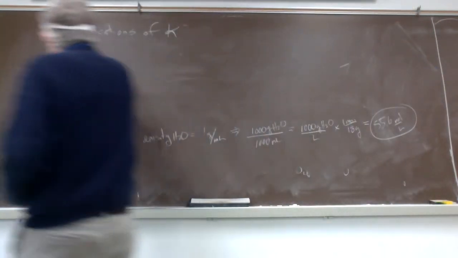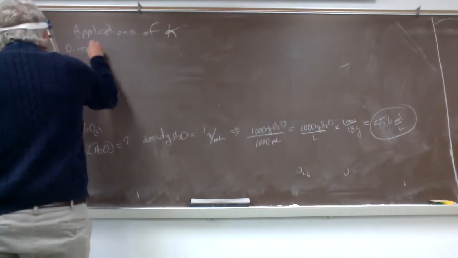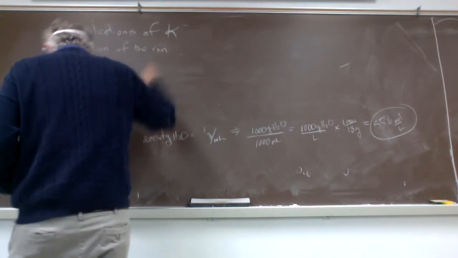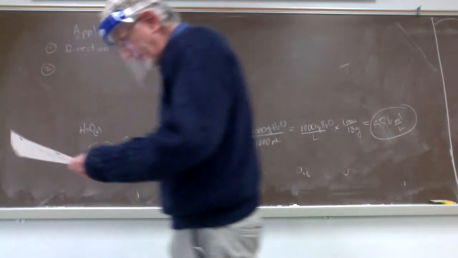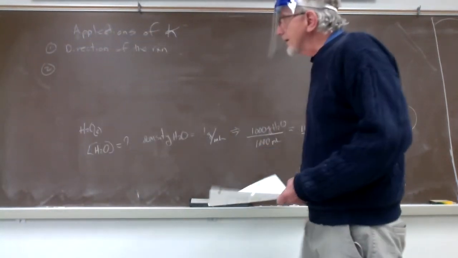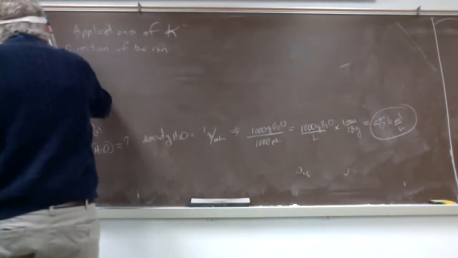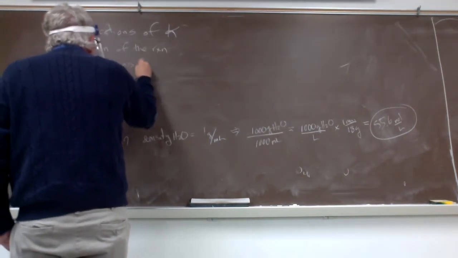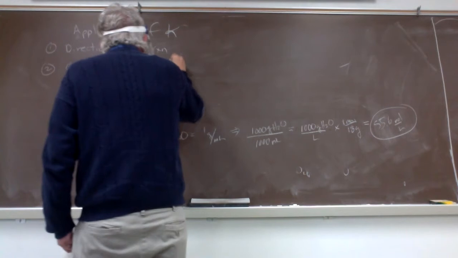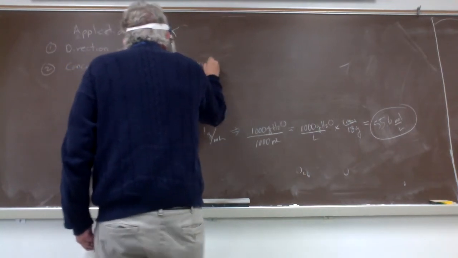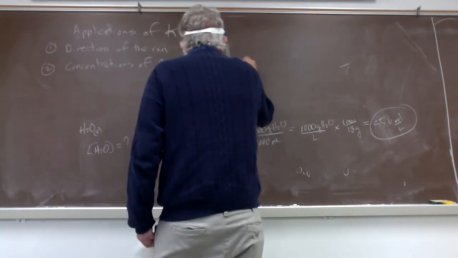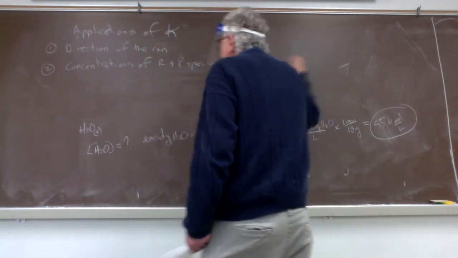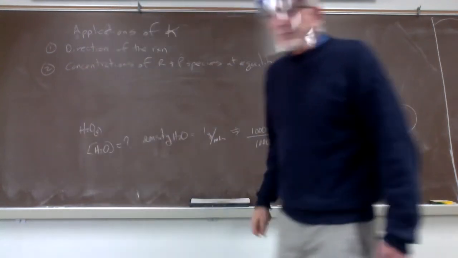And one would be the direction of the reaction. And the other would be the concentration of reactant and product species at equilibrium. So we're going to look at both of these now.